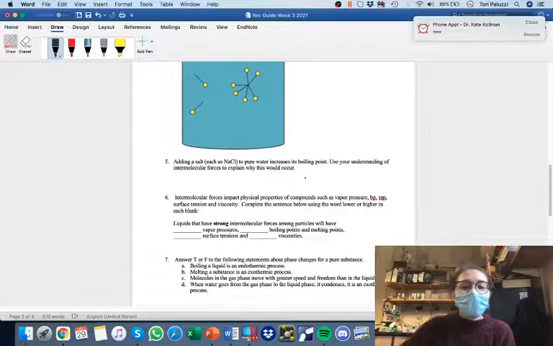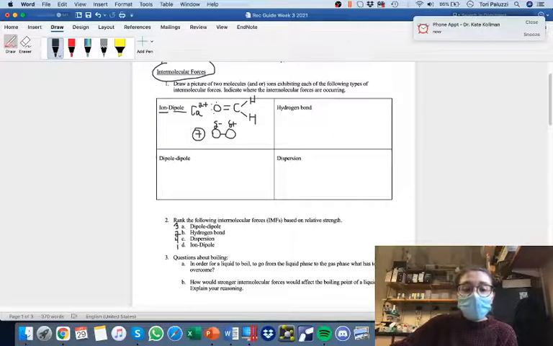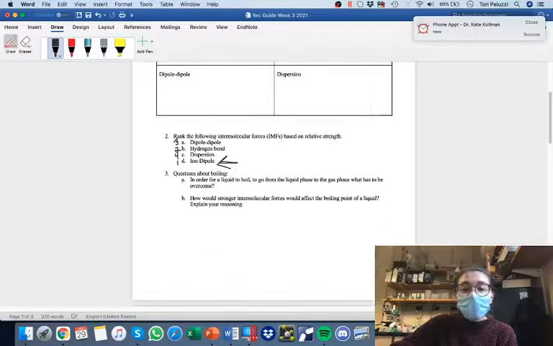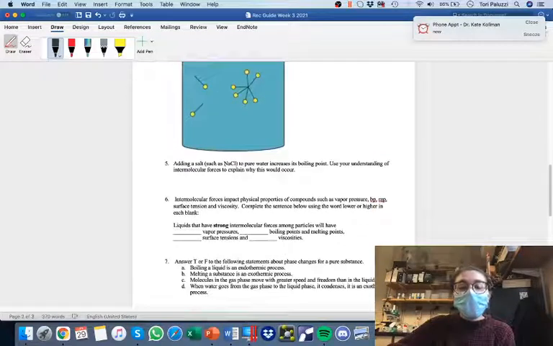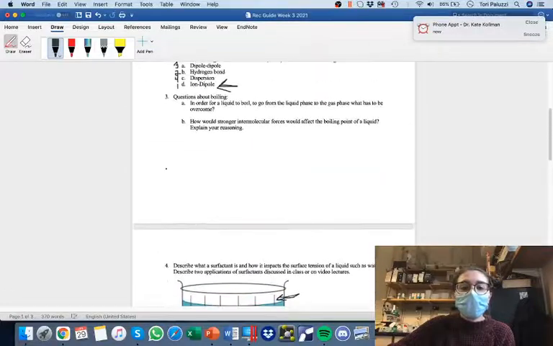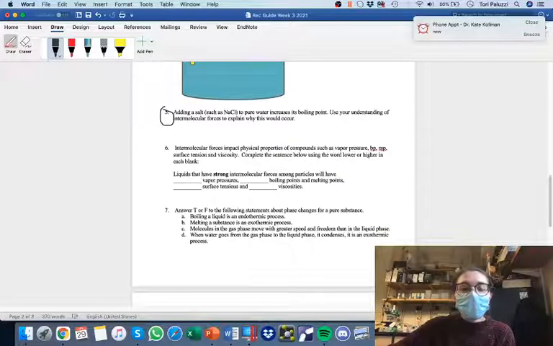Now, adding a salt to pure water increases the boiling point. Let's use our understanding. If we go back to the top of this page, you and I already said ion dipole is number one, right? That's the strongest. And we talked about how stronger intermolecular forces affect the boiling point. We said the stronger the intermolecular force, the higher the boiling point. So I'm going to give a full answer in recitation, but kind of refer back to questions 3 and 2 when thinking about number 5, okay? All right, now moving on to number 6.